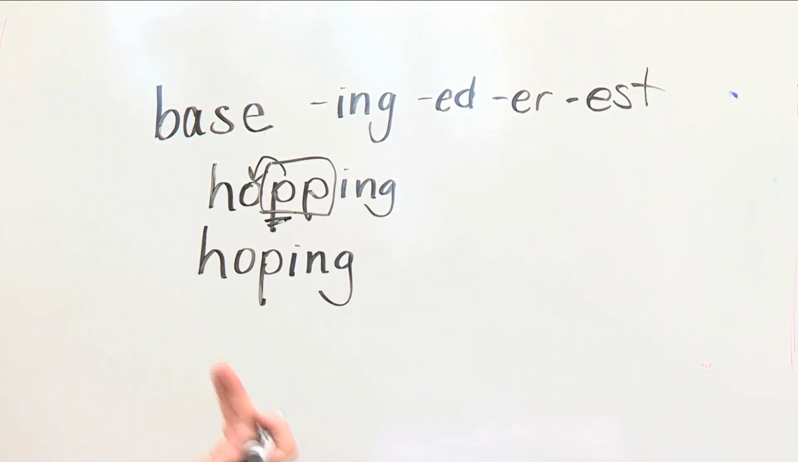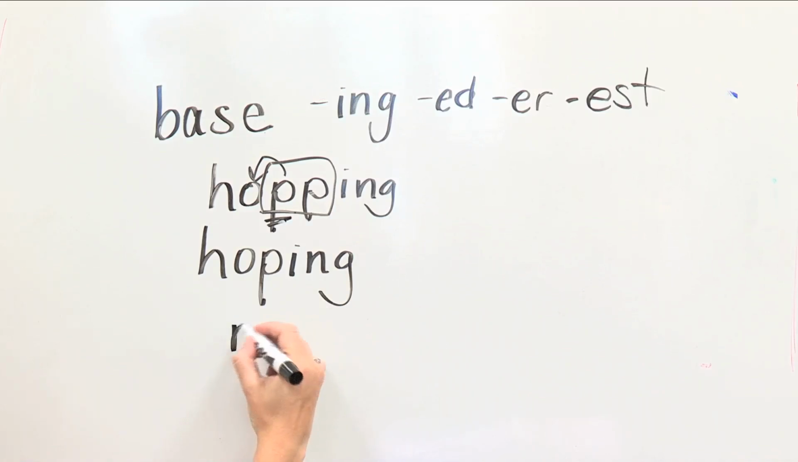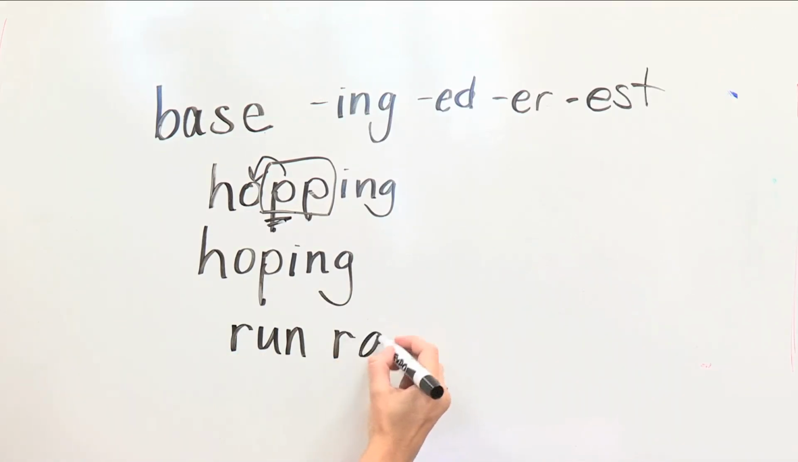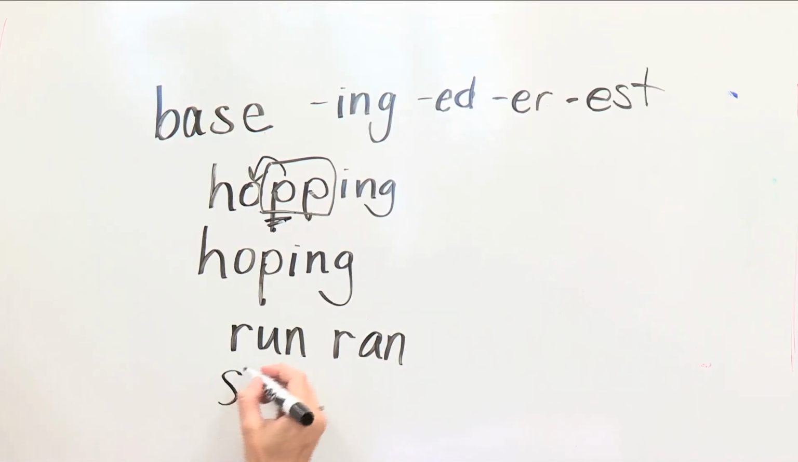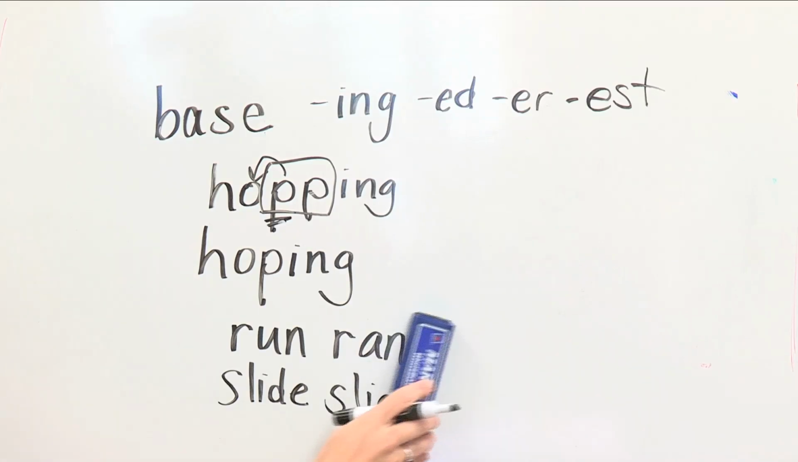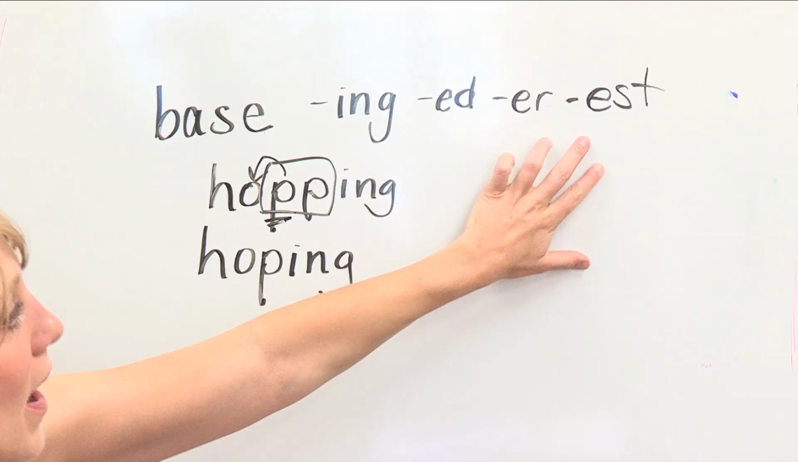Obviously, there are irregular words for this. So, like for instance, run. You didn't runned, you ran. That's like a whole other lesson. Okay, so slide. You didn't slided, right? You slid. So these are some irregulars, so keep that in mind. And all the rules that I'm teaching for these two apply here.